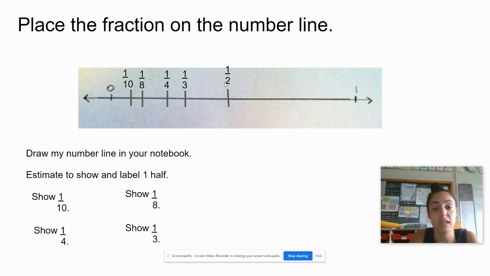We want to make sure when you're thinking of the number line, you are thinking from 0 to 1, or how many pieces you need to break this whole into.